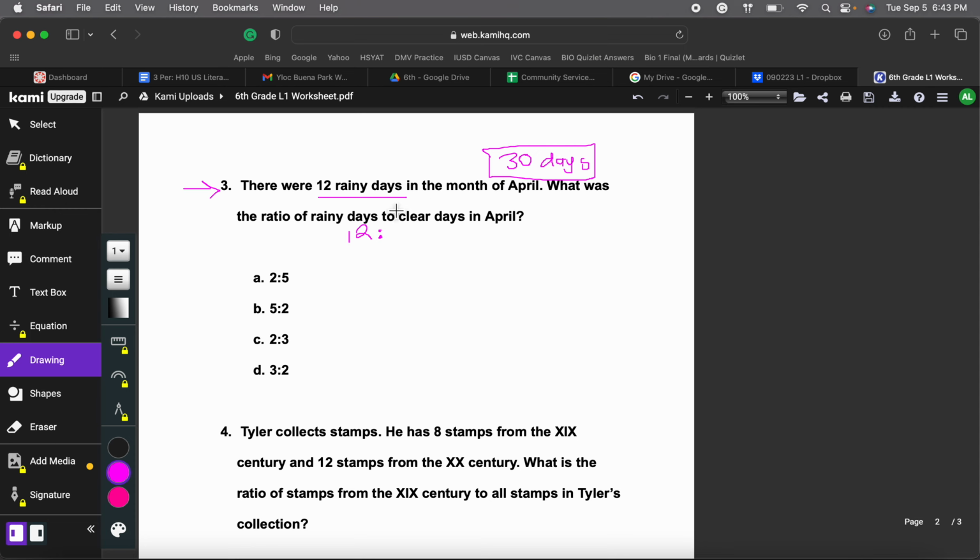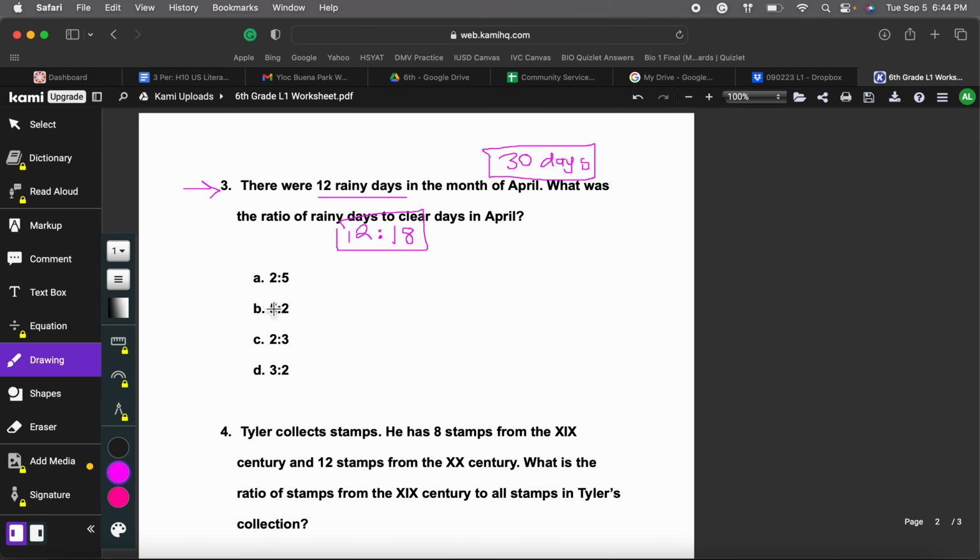So now we have to find out how many clear days are left if we subtract 12 from 30. So if we subtract 12 from 30, we get 18. So 18 is the amount of clear days left. Now we have to simplify this ratio in order to find out our answer here. So 12 divided by 6 is 2. But 18 divided by 6 is 3.